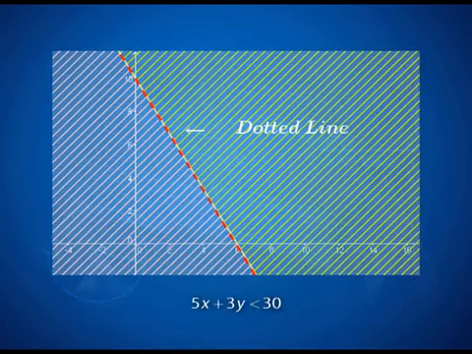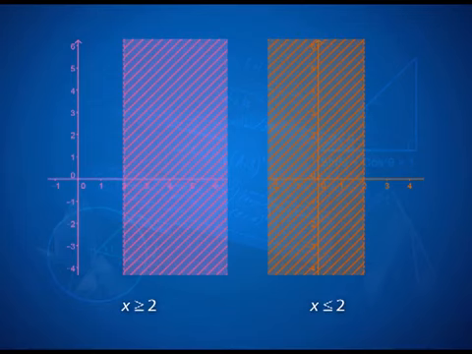As before, 5x plus 3y is greater than 30 will have a dotted line for 5x plus 3y equal to 30 and the shading remains same as before. Consider the inequalities x greater than or equal to 2 and x less than or equal to 2. We have a vertical line at x equal to 2 and x greater than or equal to 2 consists of the right plane and x less than or equal to 2 consists the left plane.